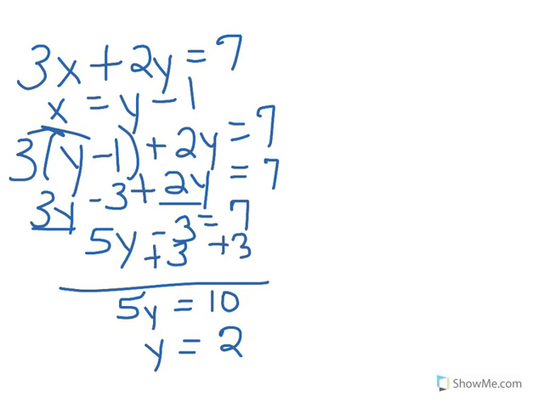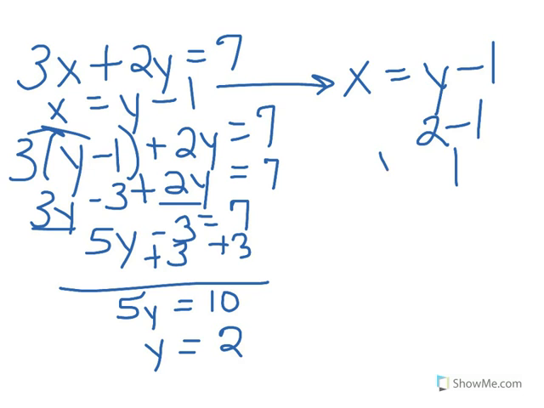Once you've established that, you can substitute that back into one of your equations. It really wouldn't matter which one, but I'm going to choose this one because it's set up in an easier method. We say that x is equal to y minus 1. If y is 2, 2 minus 1 is 1, which means that x is 1. So I have the ordered pair for the solution, (1, 2).